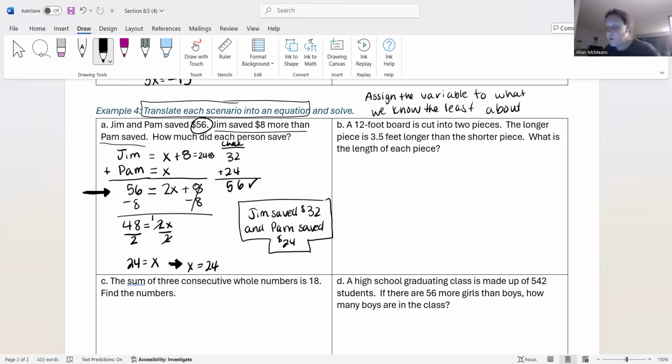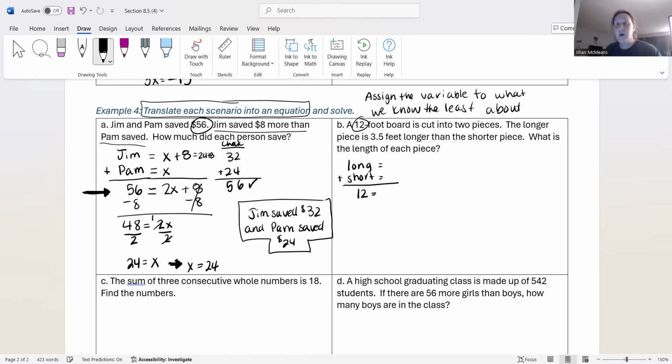Now, part B says a 12-foot board is cut into two pieces. The longer piece is 3.5 feet longer than the shorter piece. What is the length of each piece? So again, I start with just a really basic setup with words. I then decide what my variable is going to be, and I build an equation, and then I solve. So we're going to take the long piece plus the short piece, and we know if we were to glue these two pieces of this board back together, they have to equal the initial 12-foot board.